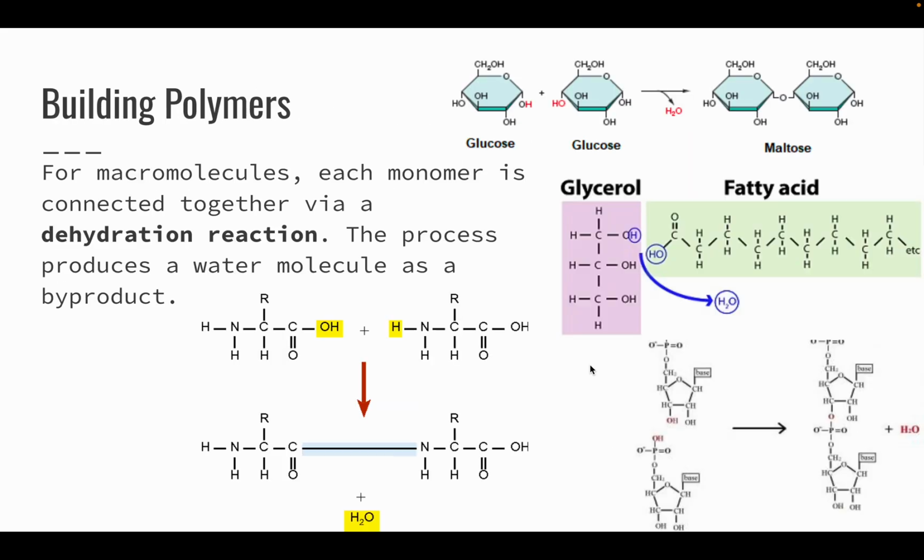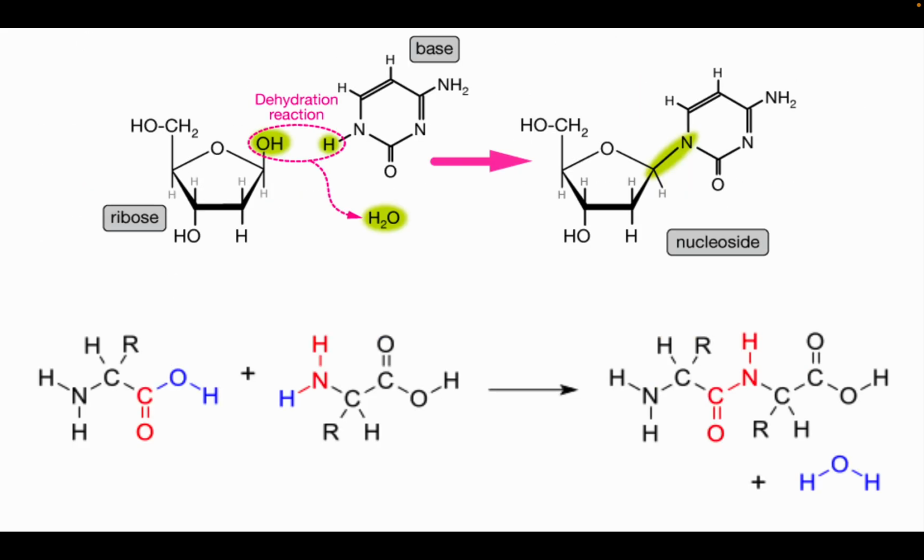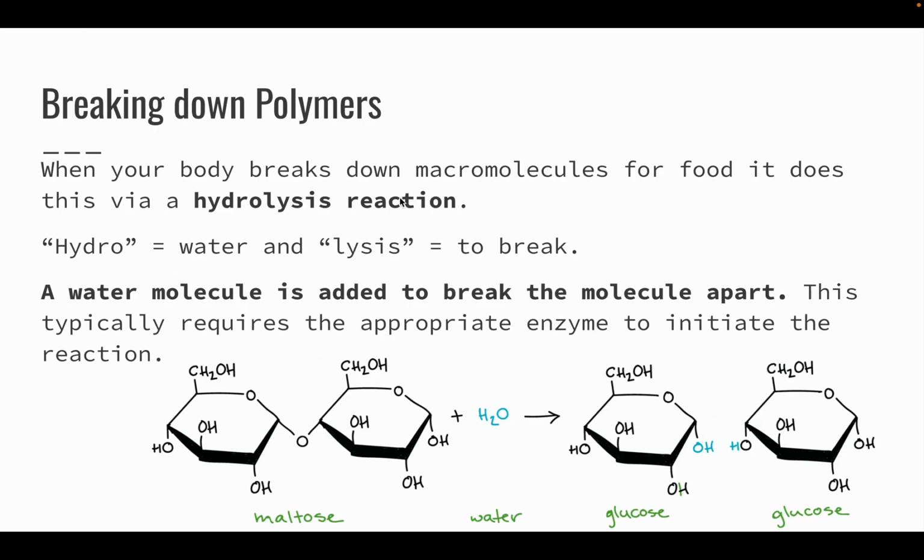All right, let's look at another way to look at this. It's right here on this slide, breaking down polymers. Again, hydro, water, lysis, to break. So if you have a maltose right here, which is two glucoses bonded together, we add water, we can break them apart. Now we have two separate glucose molecules. So this would be a hydrolysis reaction. Okay, so you need to be able to label something that's showing you a big thing getting broken apart and understand that that would be hydrolysis.